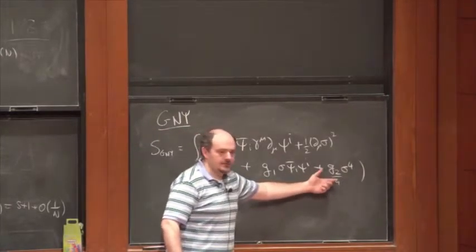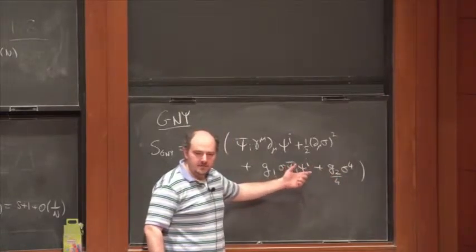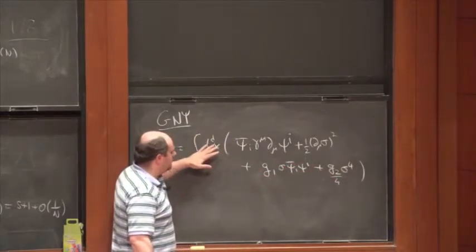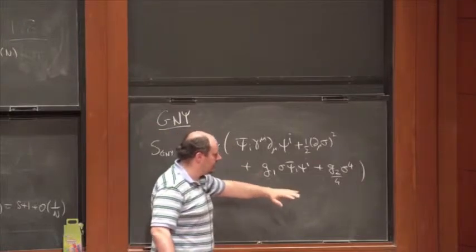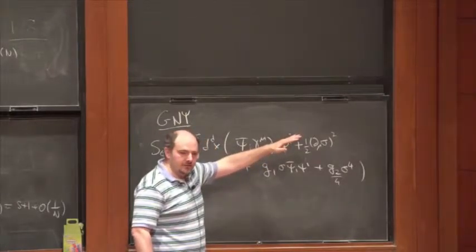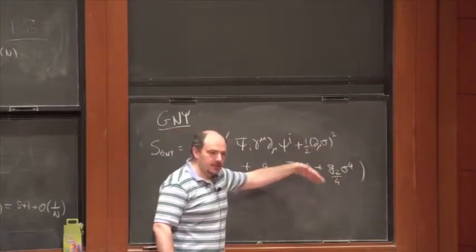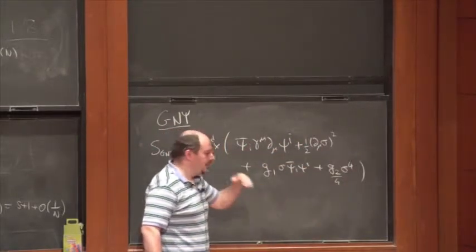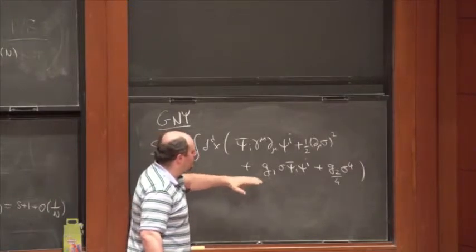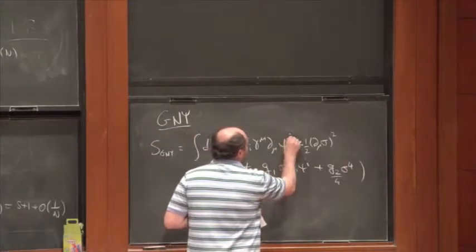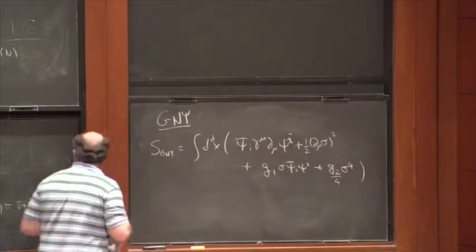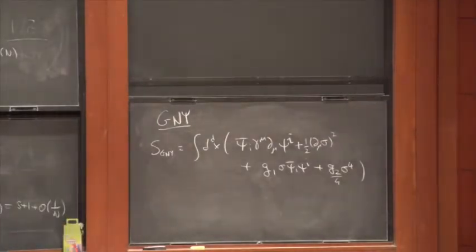These interactions are relevant in dimension below 4. So you expect that this theory with this interaction flows from a free UV fixed point, which is a free theory of N fermions plus 1 scalar, to an interacting fixed point. And this interacting fixed point can be shown to be equivalent to the UV fixed point of this model.